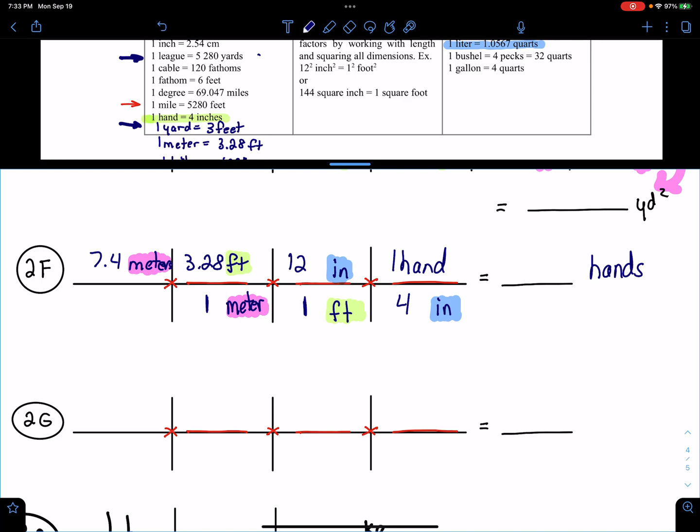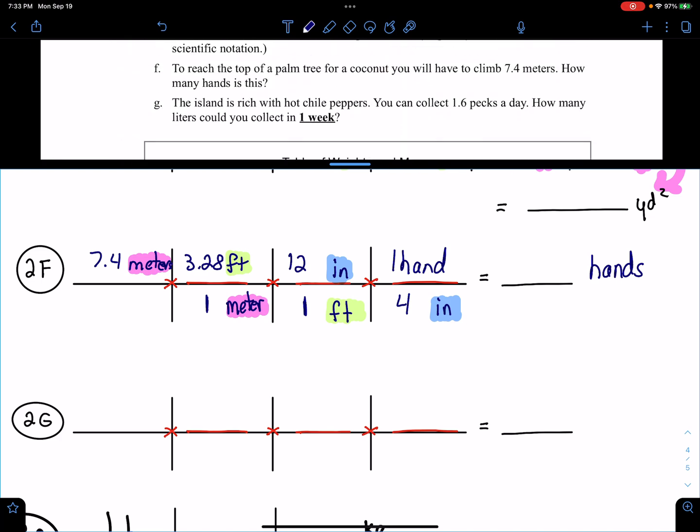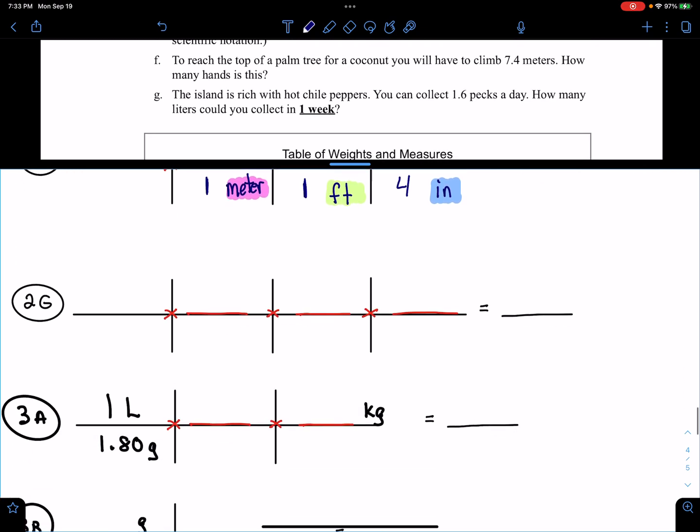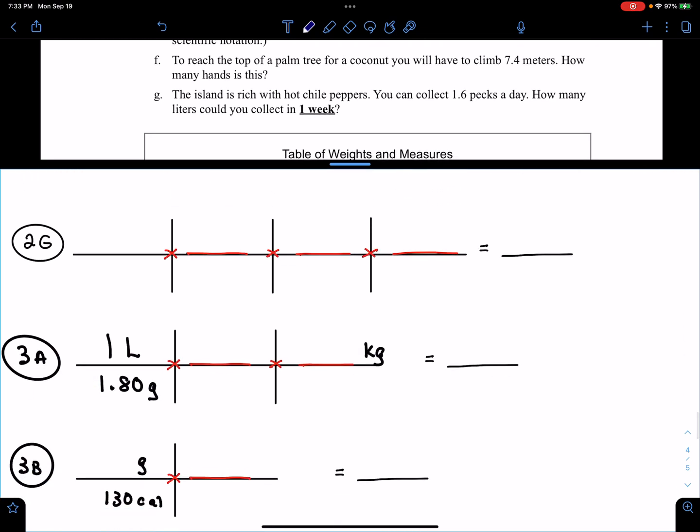We have 2G. 2G says that an island is rich with hot chili peppers. You can collect 1.6 pecks a day. How many liters could you collect in 1 week?